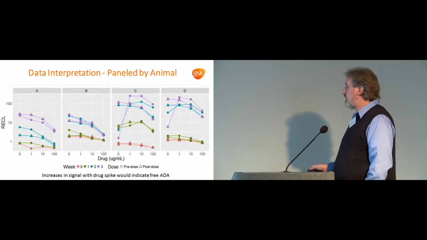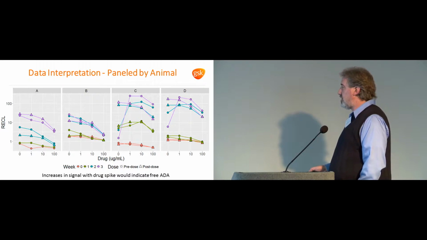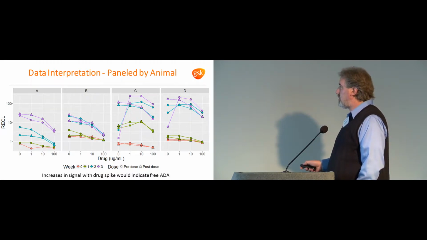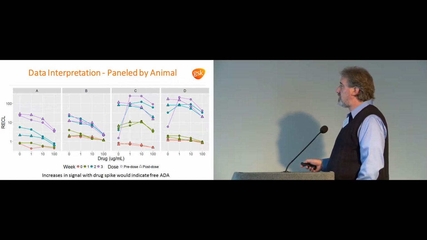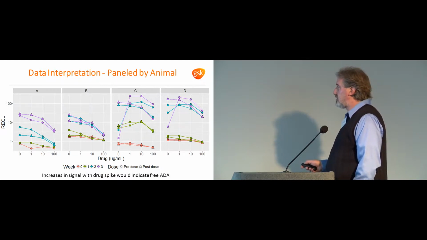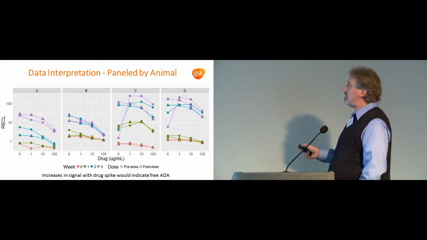And for animal D, again, week 0, week 1, not much going on. At week 2, we see evidence of free ADA, level still increasing and then dropping. And then 1 hour post-dose, all of that free ADA is now bound up by drug, and we start to see the decreases that we've seen in the other animals. So this is data interpretation.